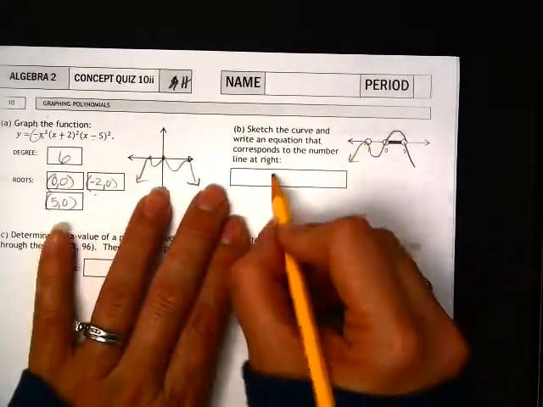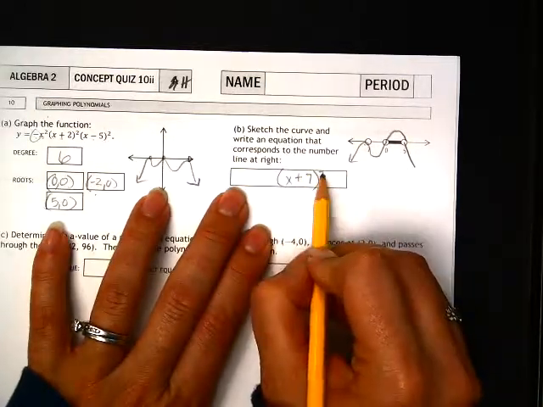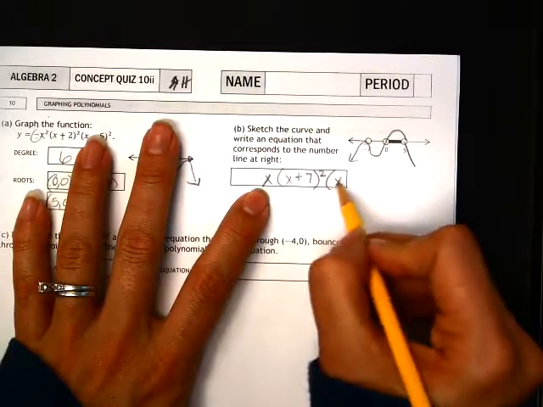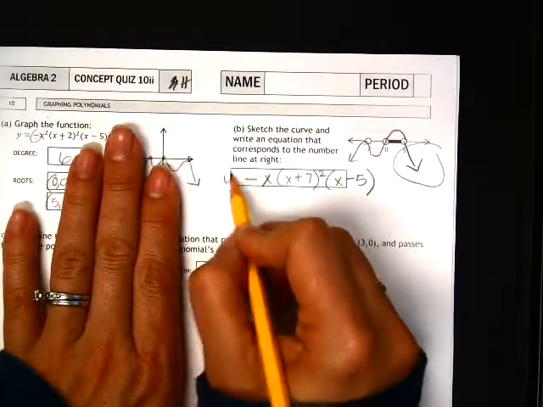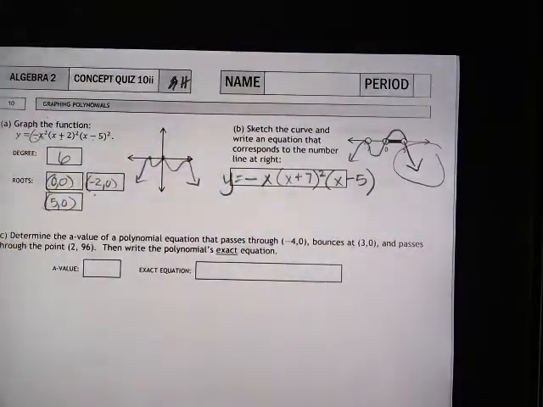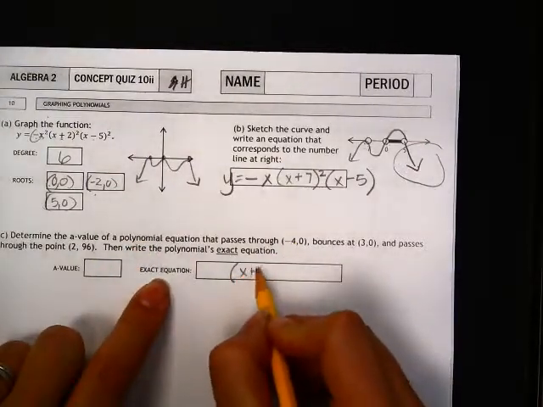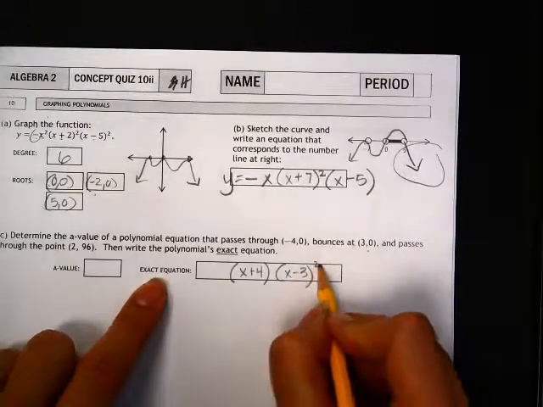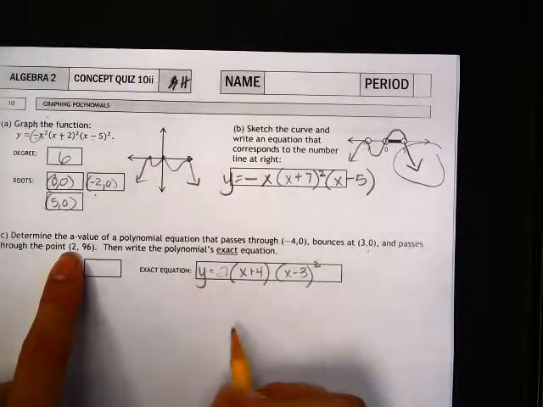That means that I'm going to have a bounce here at x plus 7, and the squared gives me the bounce. I'm going to go through x, and I'm going to go through 5, and I am starting down here in the negative. All right, let's see, passes through here, remember opposite, bounces here, remember opposite, bouncing is square, and then I need to know the a value.